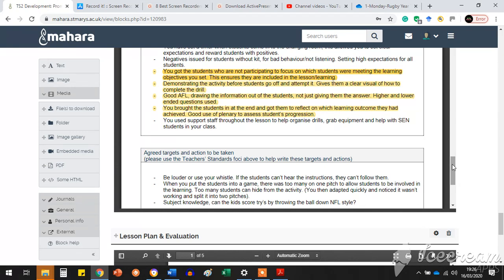And I also felt like I was getting better at promoting their progress by demonstrating activities, by making sure that even pupils who weren't participating were still focused with the learning objectives set, and making sure that at the end we still had time for a plenary to assess students' progression.